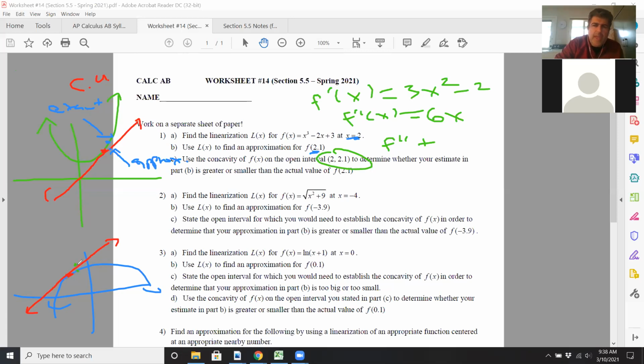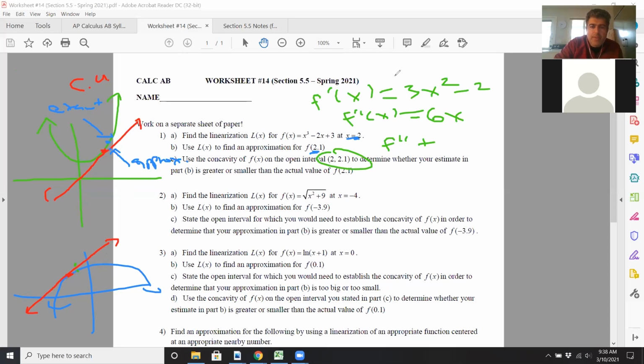So I know it sounds a little counterintuitive, but when you're concave up, again, the linear approximation is an underestimate of the true value. When you're concave down, the linear approximation is an overestimate of the true value.